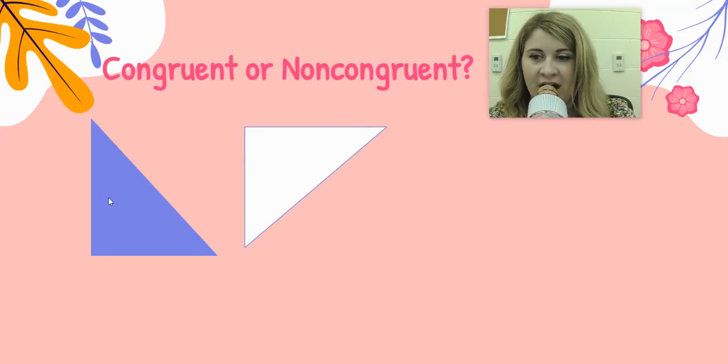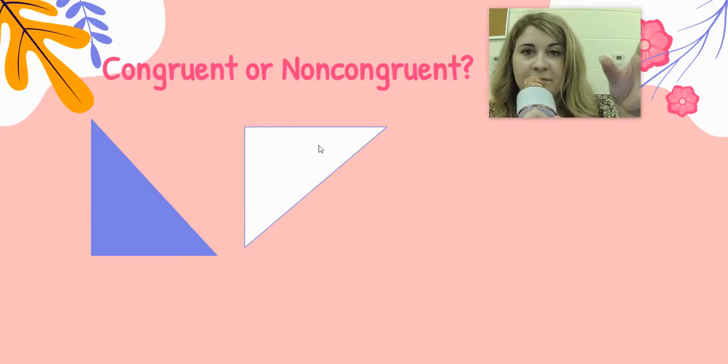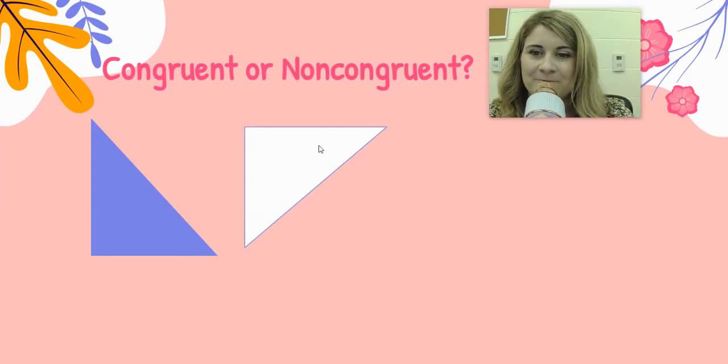We have a triangle and another triangle. They look about the same. If I took that white triangle and flipped it over a little bit, I think it would look just like this purple triangle. The only difference here is the color. Does the color matter? No. And the position. Does the position matter?